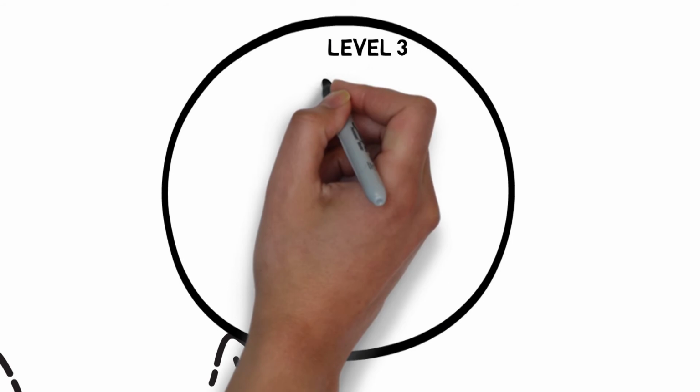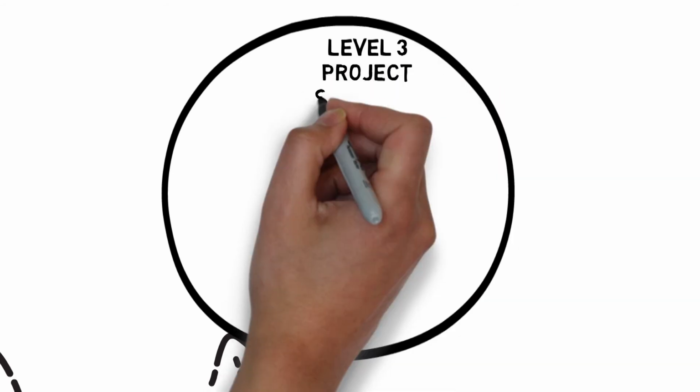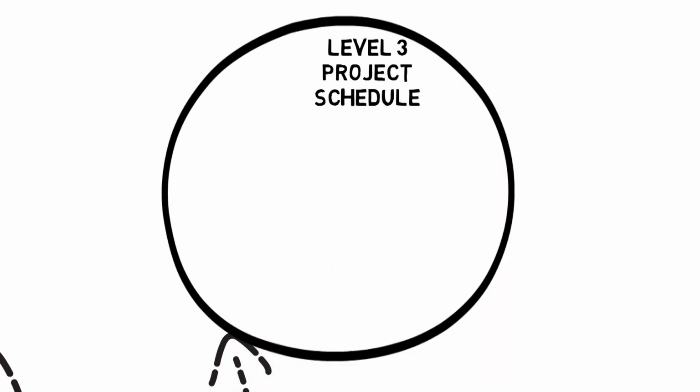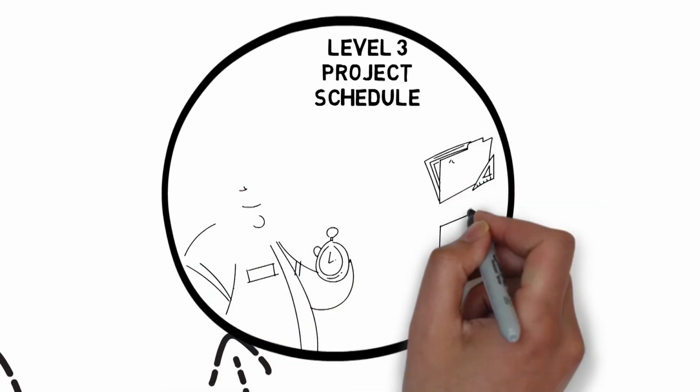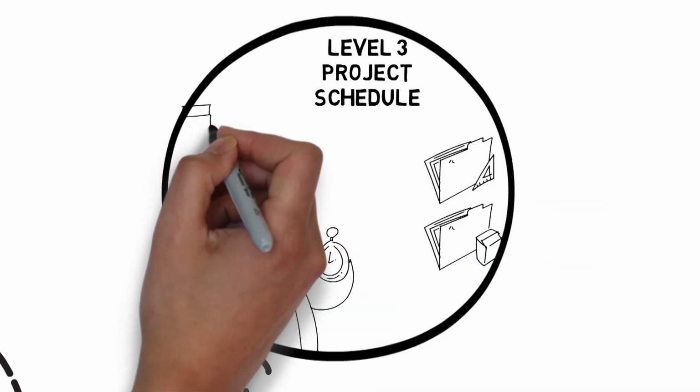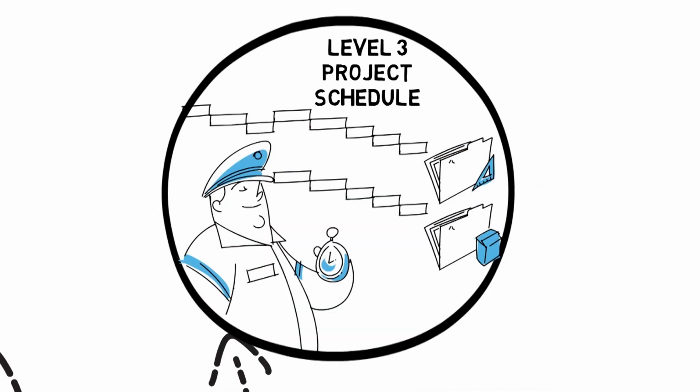This creates a CWP release plan, which then develops into the Level 3 project schedule. The schedule identifies the sequence, contents, and timing of the engineering and procurement work packages that are required to support the CWP release plan.